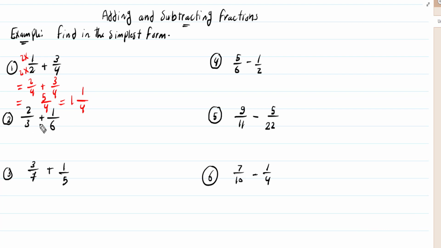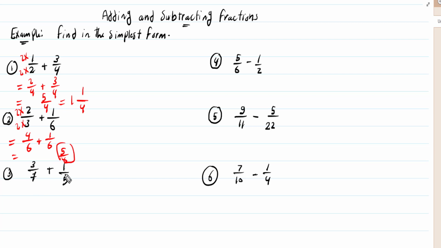2 over 3 plus 1 over 6. How can we make 3 into 6? By multiplying by 2. So the fraction 2 over 3 will be 4 over 6, plus 1 over 6 equals 5 over 6.